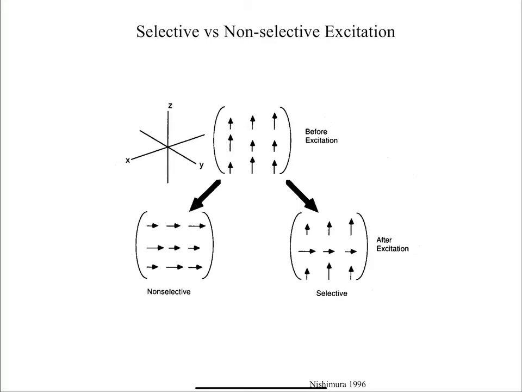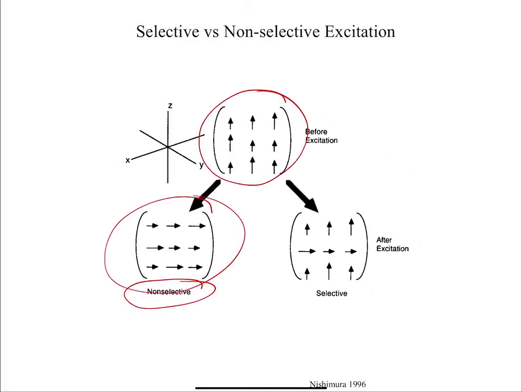All right, so here's the idea. Here are all the spins before excitation. If I do non-selective excitation, then I'm tipping all the spins. But what I want to do is, can I do selective excitation? Can I only tip the spins in a slice? And it turns out we can. And we use the gradients to do that.